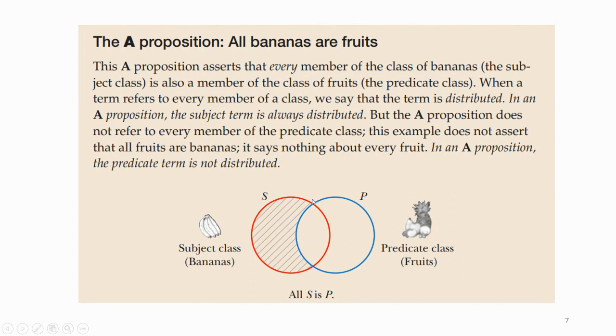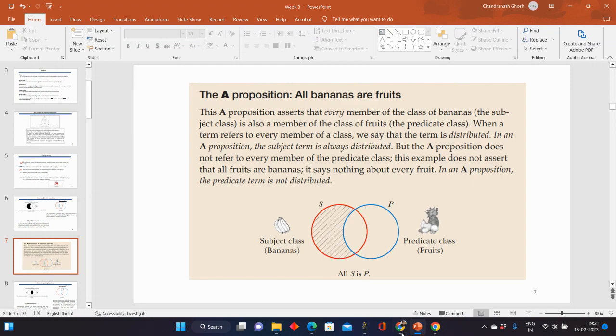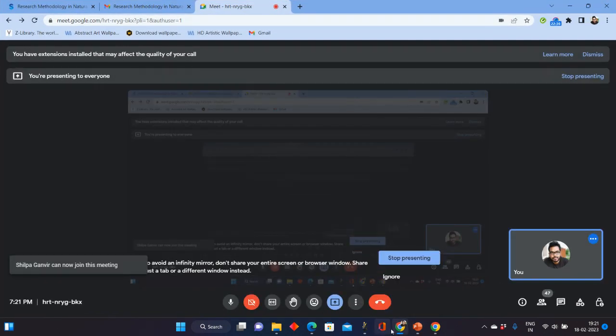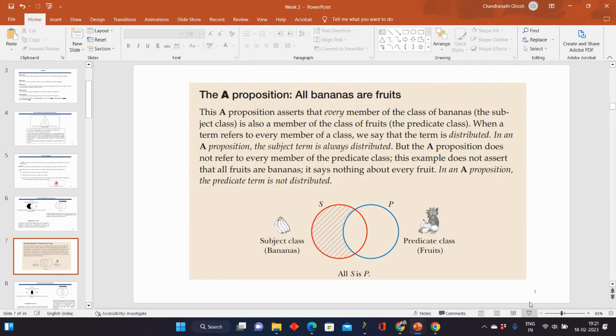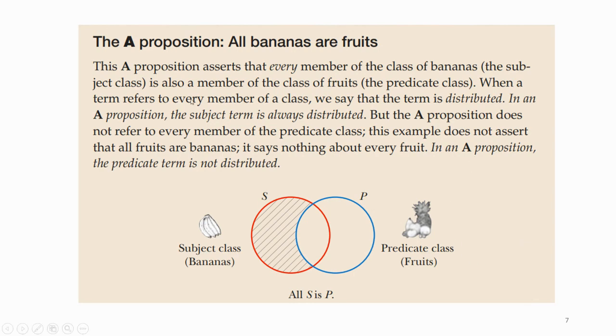So what is the subject term here? The premise is all bananas are fruits. When a term refers to every member of the class, we say that the term is distributed. So here banana is the subject, but the proposition does not refer to every member of the predicate class. The subject is banana, and fruit is the predicate class here.